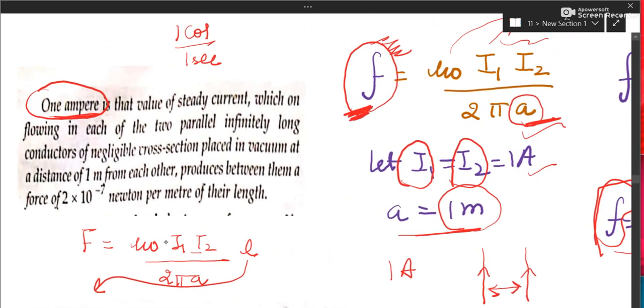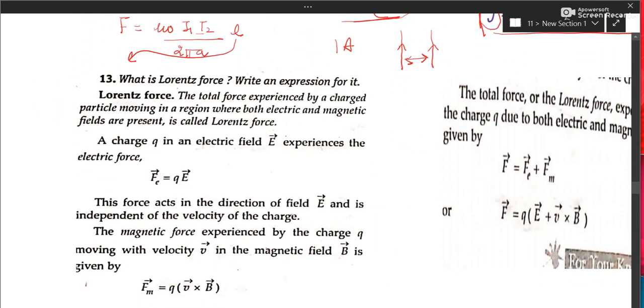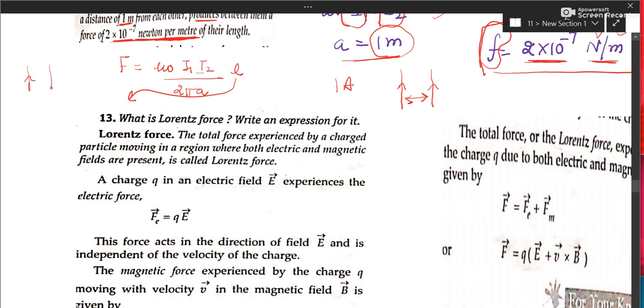You can read this as well. It is that value of current which on flowing in each of the two parallel infinitely long conductors 1 meter apart produces a force of this much Newton per meter. So you can learn it simply that 1 ampere is that amount of current which when flown through both the wires held parallel 1 meter apart makes them experience a force of 2 into 10 to the power minus 7 Newton per meter. That's all. This is important.